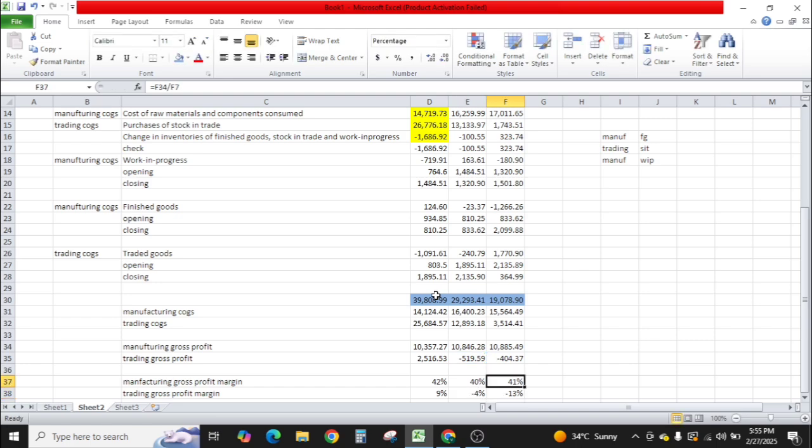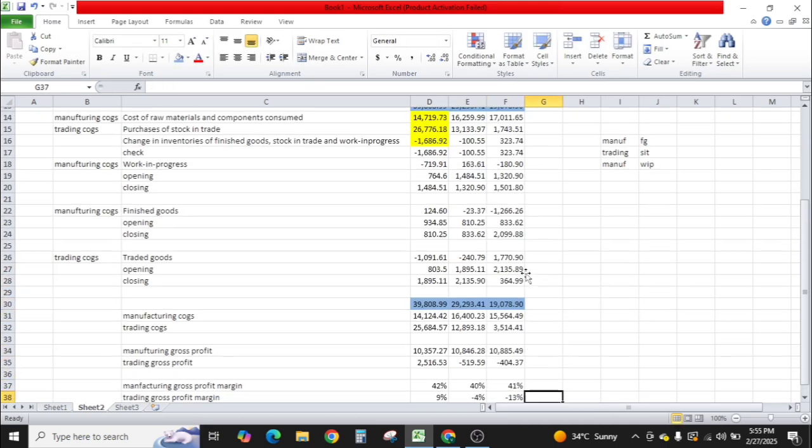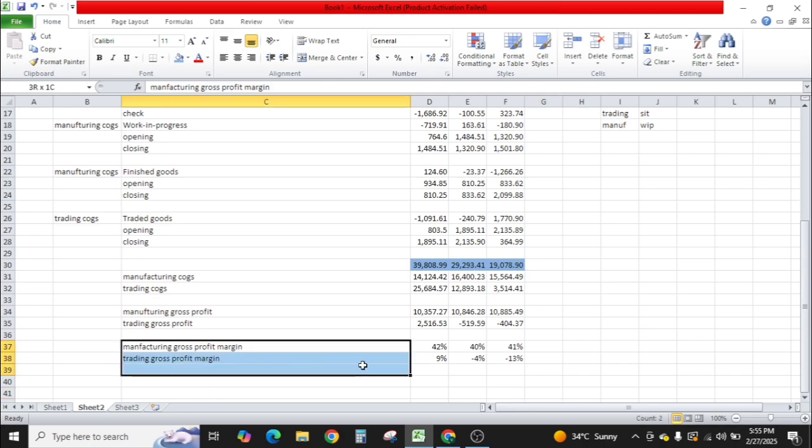E8, F8. So this is how to calculate manufacturing and trading gross profit.